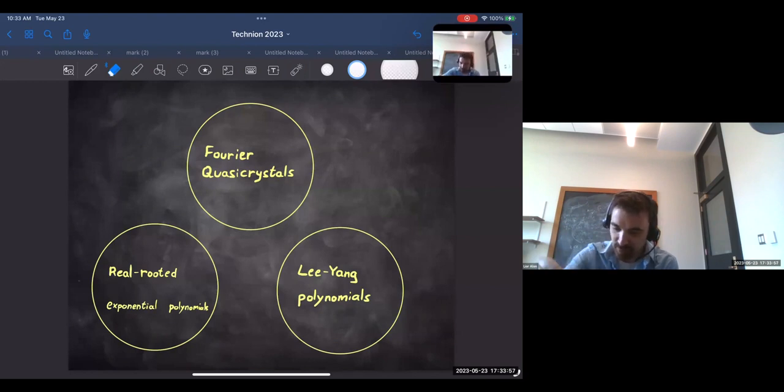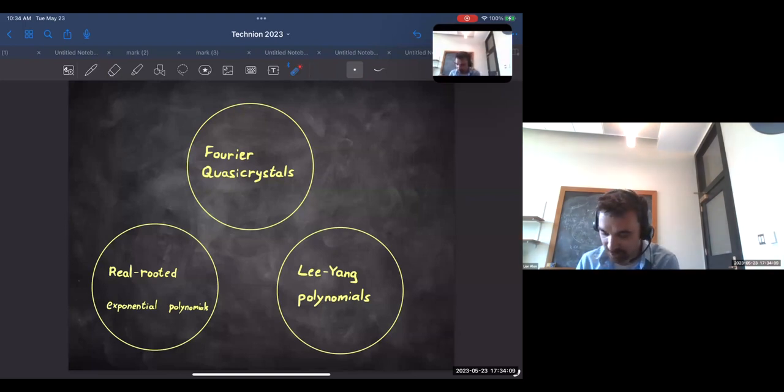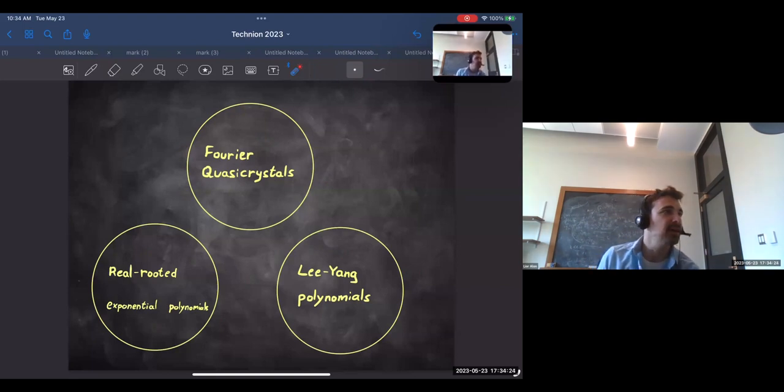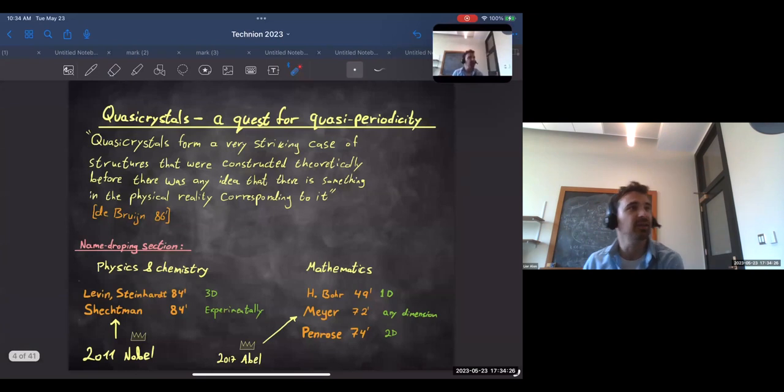The topic that I'm going to talk about is going to relate to three different, a priori, very different topics, which we now know are very much related. So one is Fourier quasicrystals, the other one is Lee-Yang polynomials, and the third one is real rooted exponential polynomials. I'm going to define everything, don't worry. I'll start with quasicrystals and then Fourier quasicrystals.